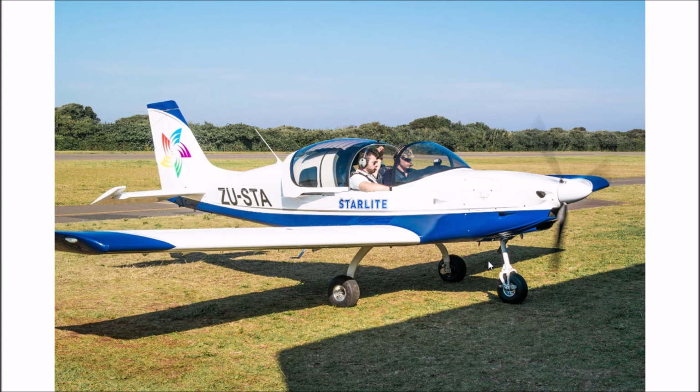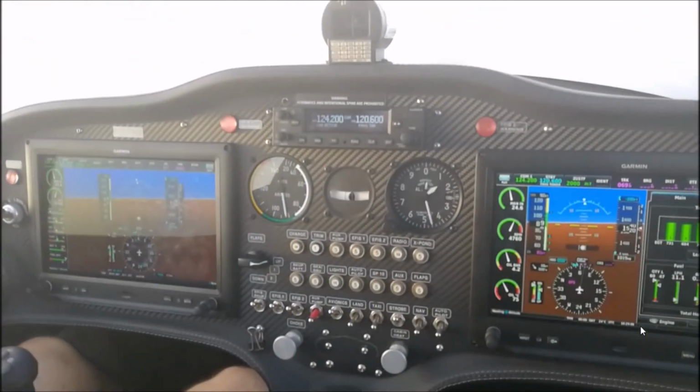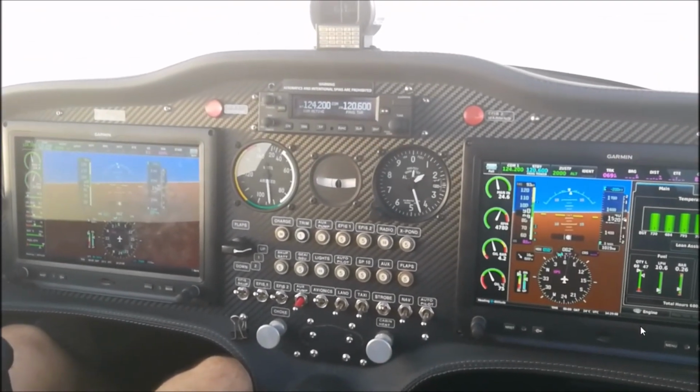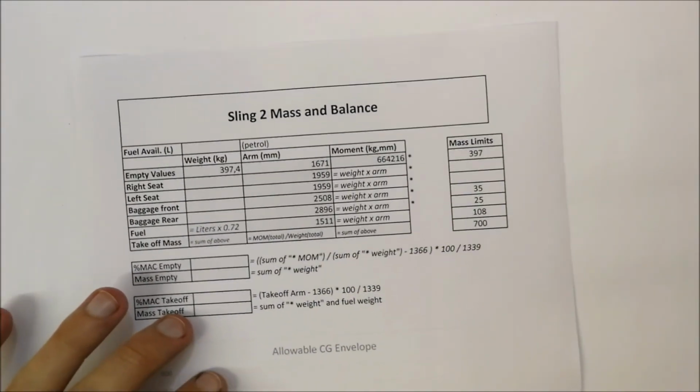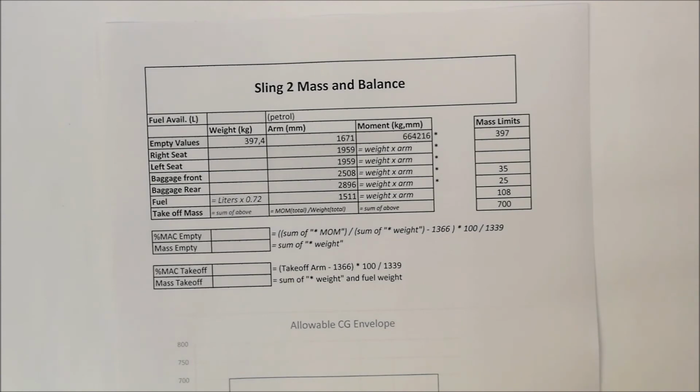The Sling 2 aircraft is a two-man aircraft, and due to the size of it, weight and balance is very important, because a little bit of uneven balance in the aircraft or something that might be able to move could cause major control issues. Let's have a look at the mass and balance of the Sling 2 aircraft.